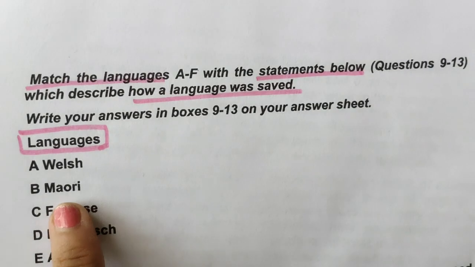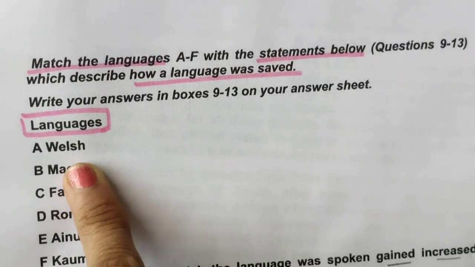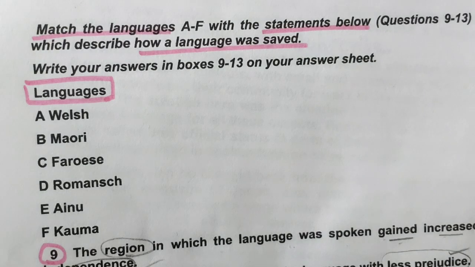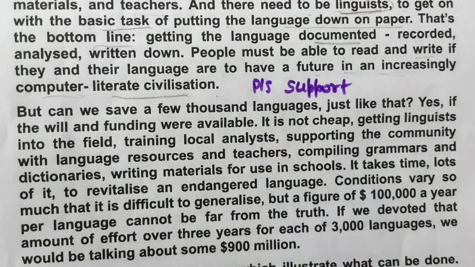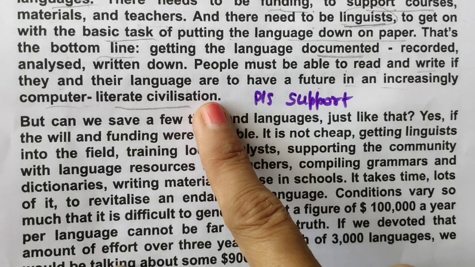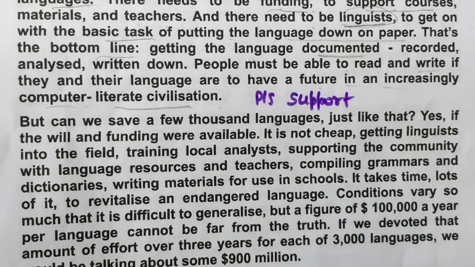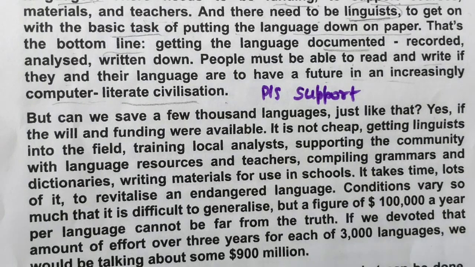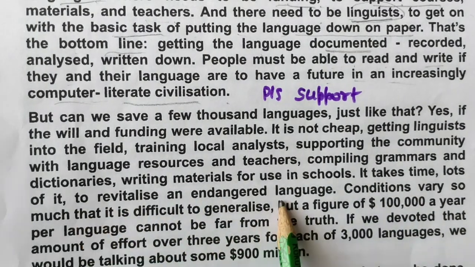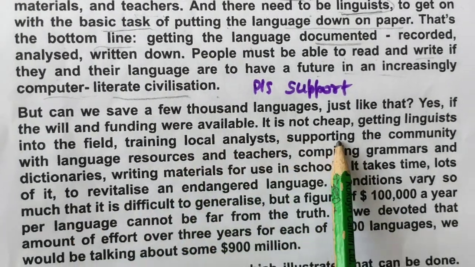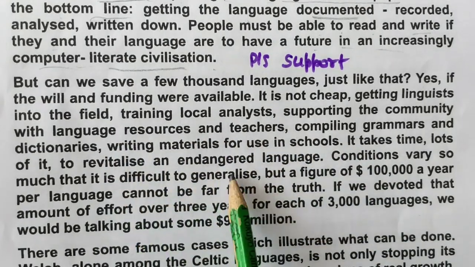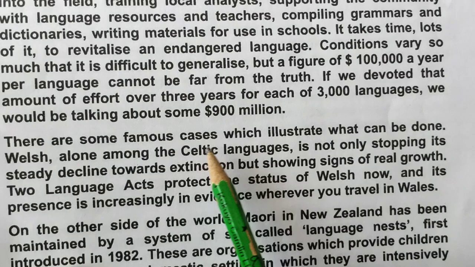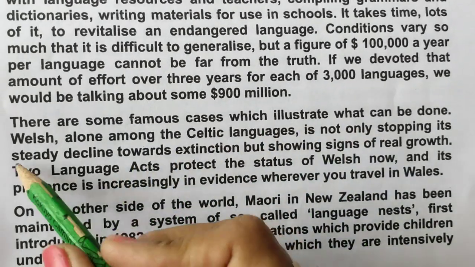Okay, now we will find these language words. Till now we haven't come across any language name. So Welsh we will read first. This paragraph we have gone through. See this, no, not this one. And here we are looking for these language names: Welsh, Maori. Funding, it is not cheap, but this we have already done. Okay, no need to read this. There are famous cases which illustrate what can be done. So this language is here.